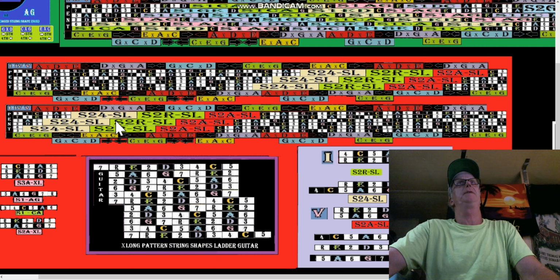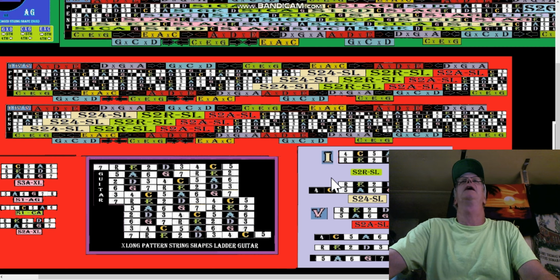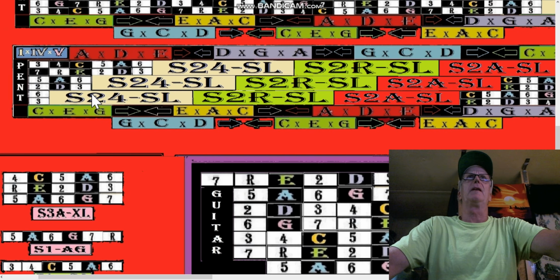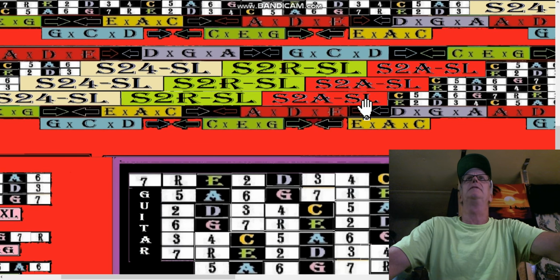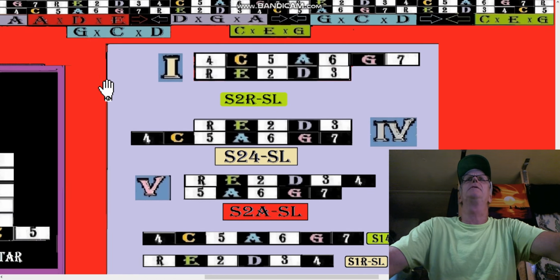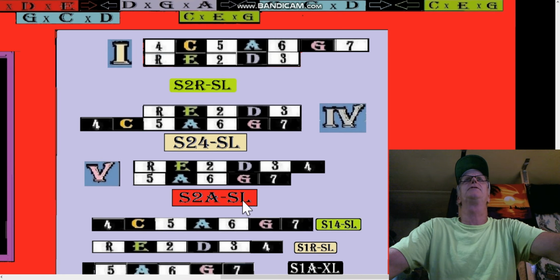So I mapped this out, and I want to show you how this works. We've got some players here. We can do this in Lydian here. We can do it in Ionian. We can do it in Mixolydian. So this S2AXL, I've got them mapped out over here. S2AXL. So it'd be 5, 6, 7, root 2, 3, 4.